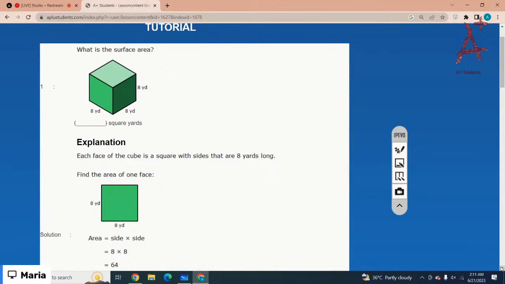Got it? So every face of the cube is a square with sides that are 8 yards long. And a cube has total 6 faces. So each face has the same measurements, because that is a square. So you have to calculate the area of one face. You can use the formula to calculate the area of a square, that is area equals side times side. It would be 8 times 8, that is 64.